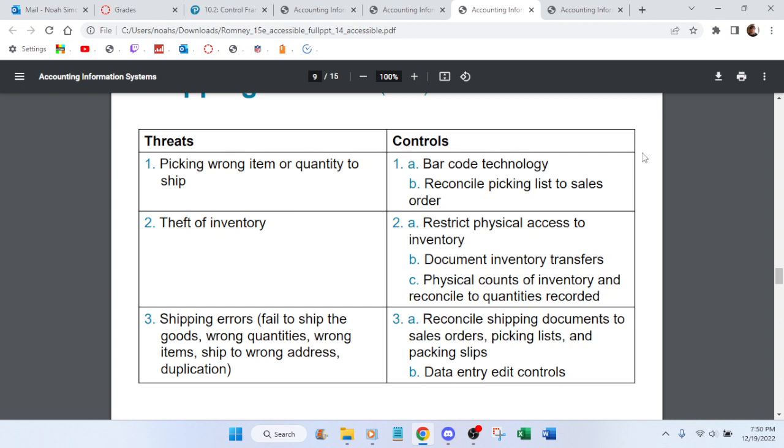Shipping errors: fail to ship the goods, wrong quantities, wrong items, shipped to the wrong address, and duplication. The control is to reconcile shipping documents to sales orders.